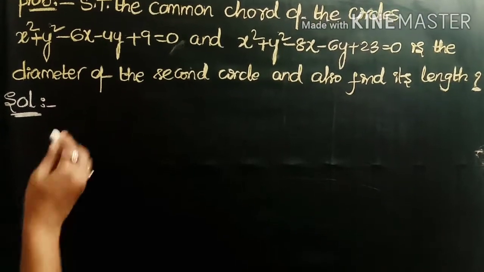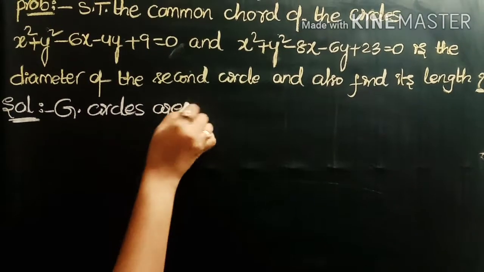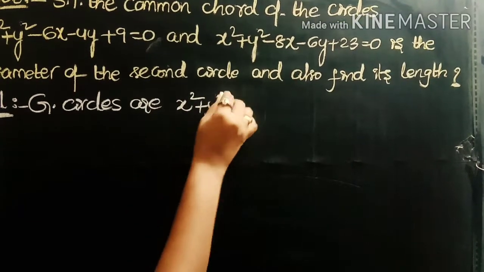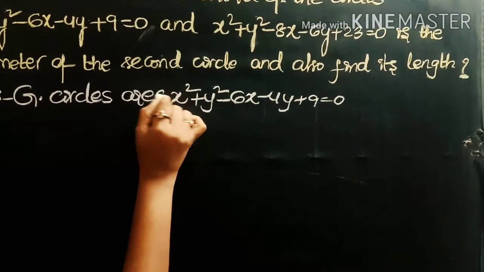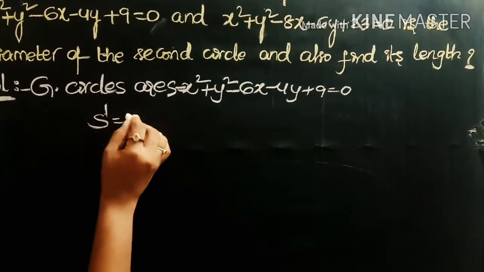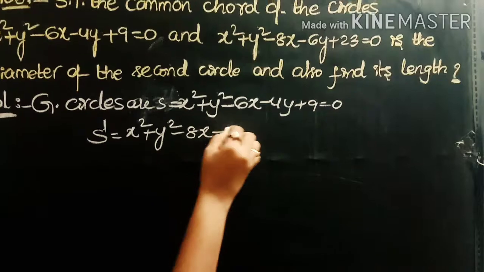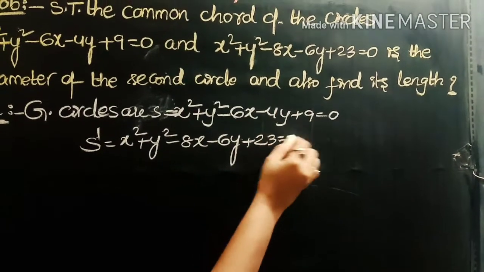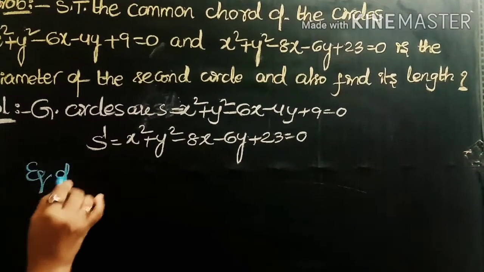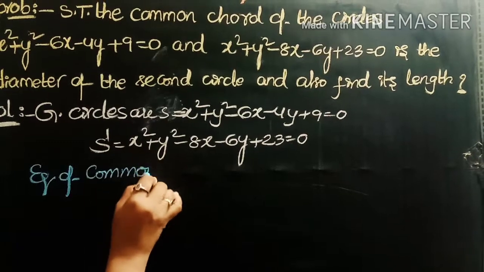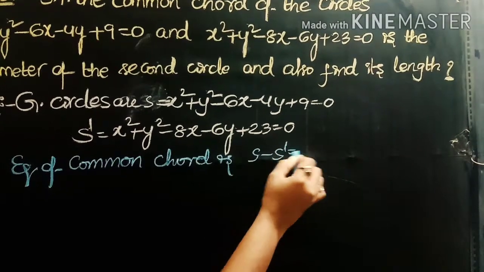So first we are taking the given circles here. Given circles are x square plus y square minus 6x minus 4y plus 9 equals to 0, which is taken as S, and S dash is equal to x square plus y square minus 8x minus 6y plus 23 equals to 0. Now first we are finding the equation of the common chord. Equation of common chord is S minus S dash equal to 0.